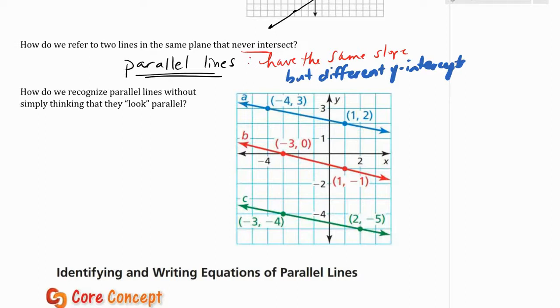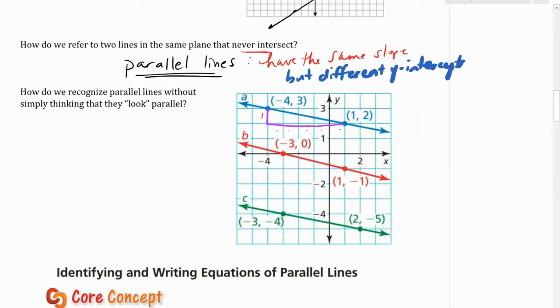you might think these are all parallel because they look like they're never going to intersect. They definitely all have different y-intercepts. I don't need to worry about what the y-intercept is. But let's see which ones actually are parallel. 1, 2, 3, 4, 5.